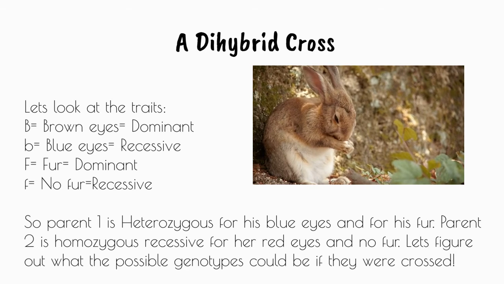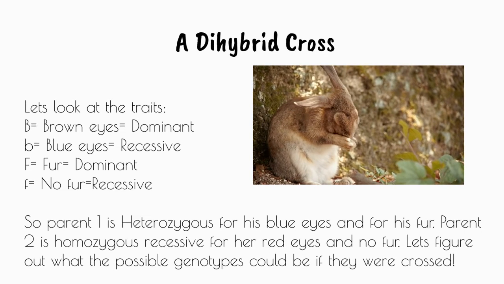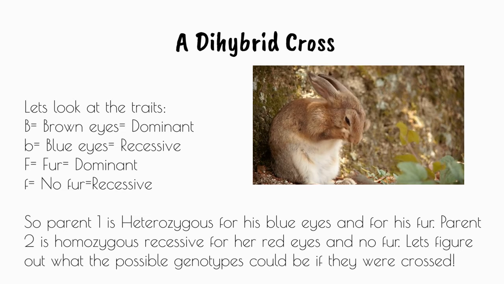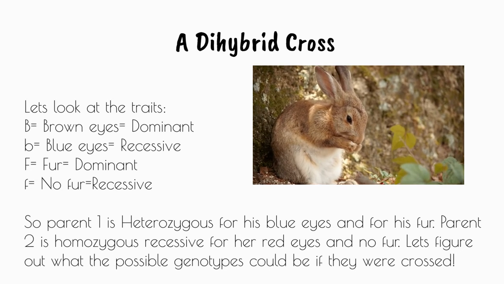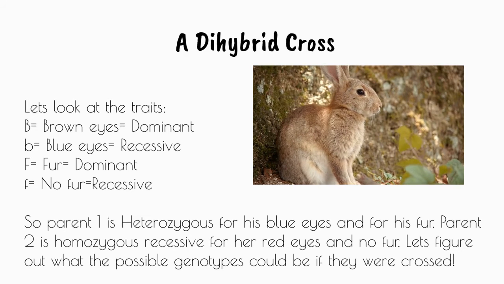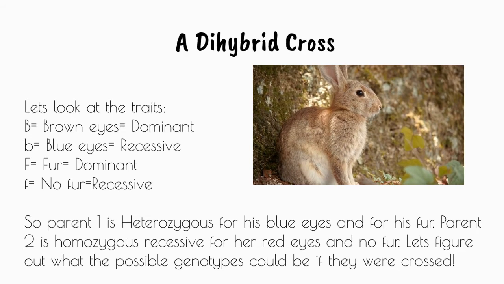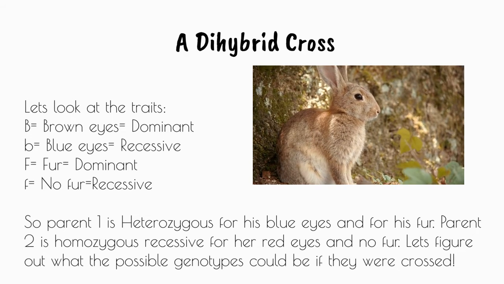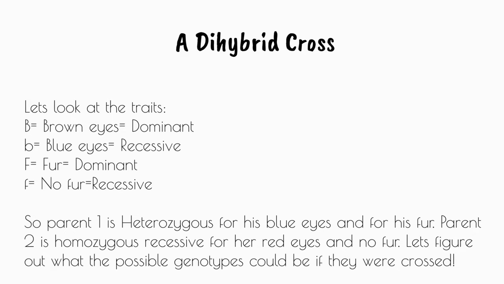So here we have a dihybrid cross. We have one parent who is heterozygous for his blue eyes and his fur, while parent 2 is homozygous recessive for her red eyes and no fur. Let's figure out what the possible genotypes would be if they were crossed. And in this case, brown eyes are dominant, blue eyes are recessive, fur is dominant, and no fur is recessive.